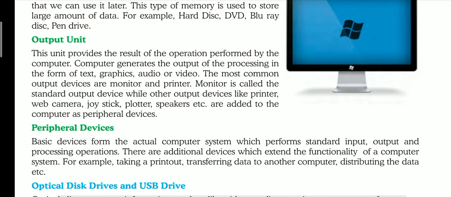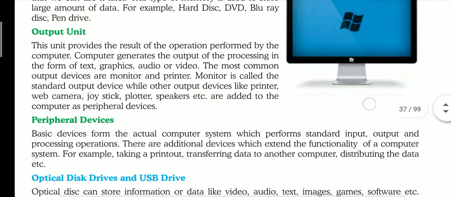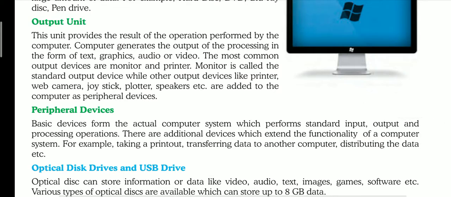Output unit. This unit provides the result of the operation performed by the computer. Computer generates the output of the processing in the form of text, graphics, audio, or video. The most common output devices are monitor and printer. Monitor is called the standard output device, while other output devices like printer, web camera, joystick, plotter, speaker, etc. are added to the computer as peripheral devices.